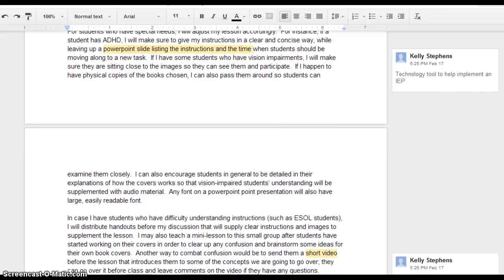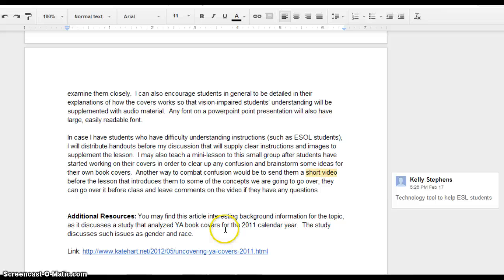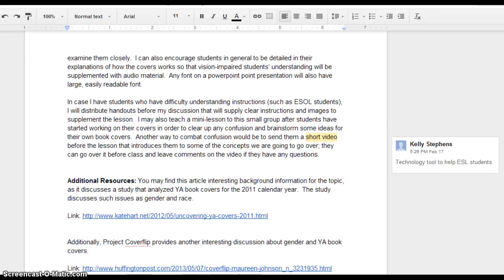If you have ESOL students, so English is their second language, a good way to get around that would be to use a short video before the lesson that introduces some of the concepts that they're going to be going over, just as a preemptive thing. Another good thing to use is handouts, or making sure your PowerPoint has a lot of images and instructions that go along with it. So you're reinforcing your lesson with both visuals and written sources.